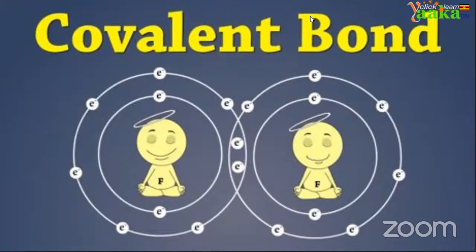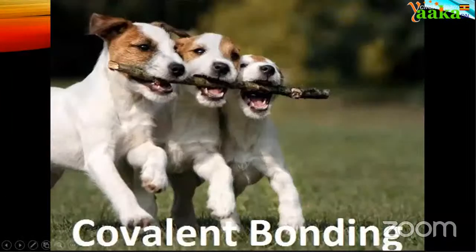Okay, so that's the covalent bonding. A very good example is here of covalent bonding. These three guys are covalently bonding on this stick, which acts as a bond amongst the three of them. It's a very, very good example of what a covalent bond is composed of. It's all about sharing. If you're not sharing, you're not covalently bonding.